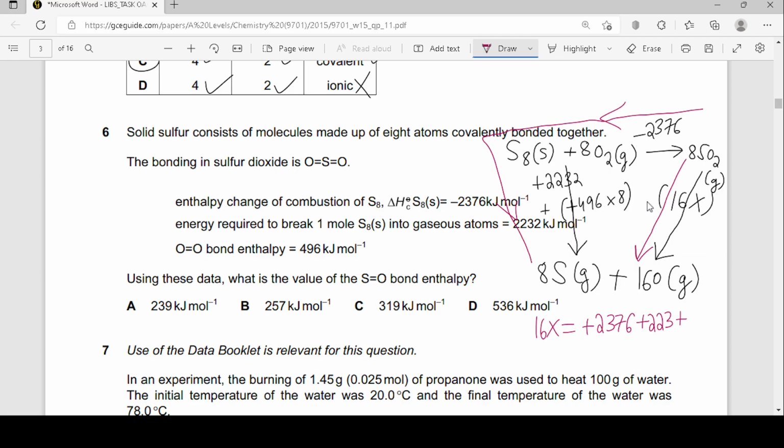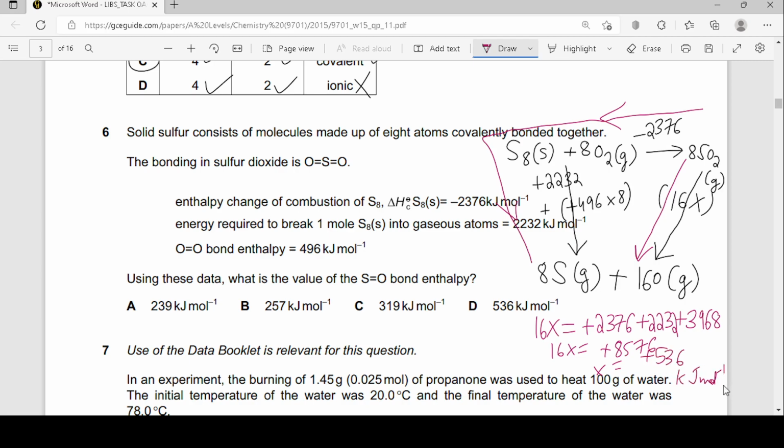So let me just calculate it out. What is 496 times 8? That's 3968. So I will write that down as well. 2232 plus 3968. Okay, so I'll calculate this out. 16x is equal to 2376 plus 2232 plus 3968, and that is plus 8576. x is equal to what? Answer divided by 16, right? So that is plus 536 kilojoules per mole.